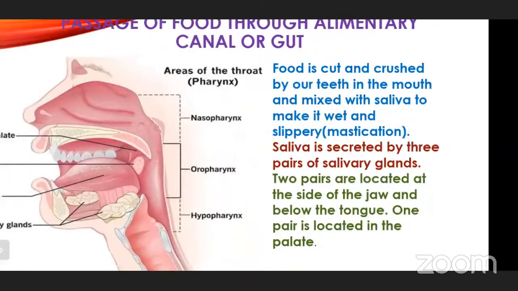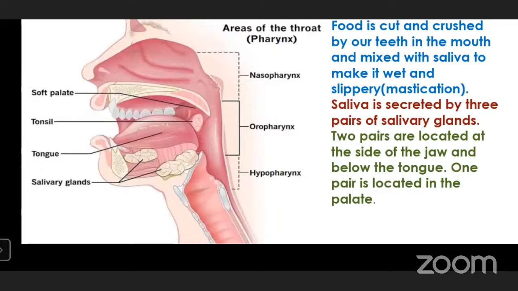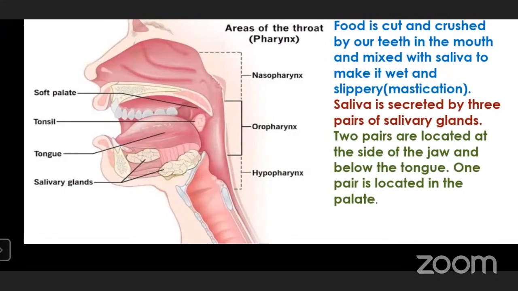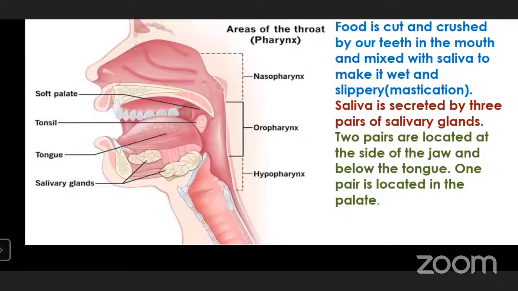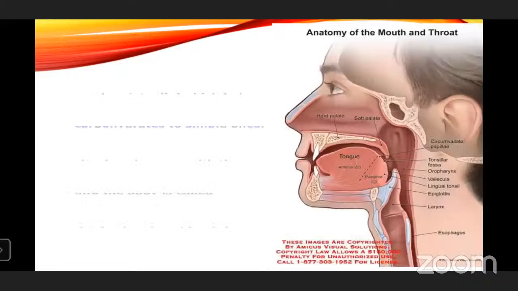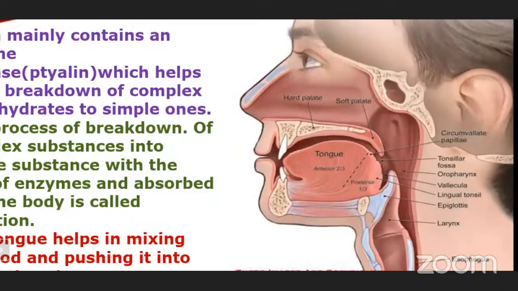2 pairs are located at the side of the jaw and below the tongue. 1 pair is located in the palate. So saliva mainly contains an enzyme, amylase, also called ptyalin.